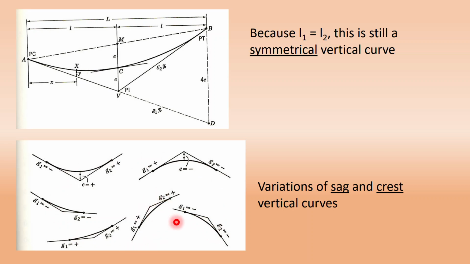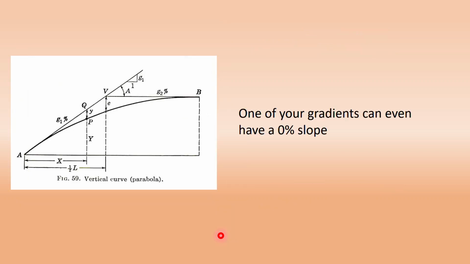It only refers to the distance from this beginning point to the intersection point to the end point. And these are all symmetrical curves as well. You can even have some examples where a gradient has zero slope, right? Maybe you've got a flat design gradient coming out here, and the highway is going to continue on across Iowa or North Dakota, and you're still connecting a parabolic curve between two gradients, even though one of those gradients could, in theory, have a 0% slope.